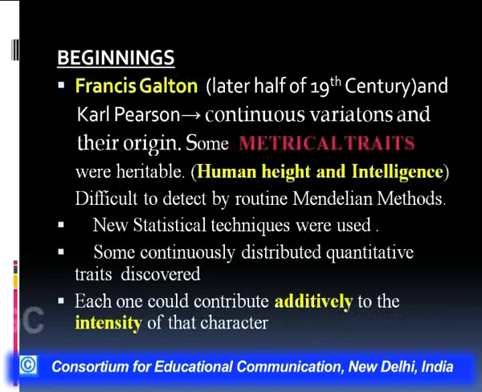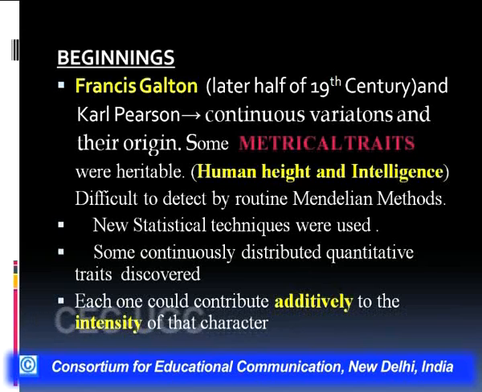Sir Francis Galton, who was the first cousin of the legendary Charles Darwin, in the later half of the 19th century, along with another scientist Karl Pearson, were the first to recognize certain metric traits. Now, what are these metrical or metric traits? They are traits like human height and human intelligence. Galton was a very serious proponent of intelligence, and thought the intelligent people should have their genes propagated further.